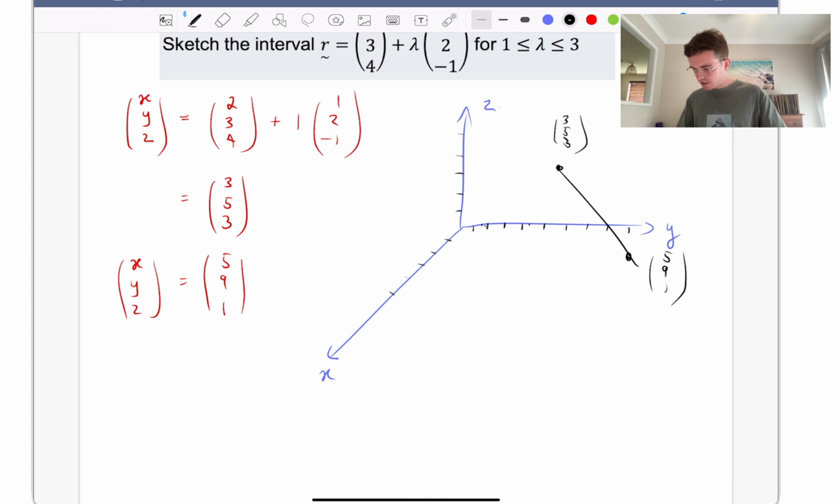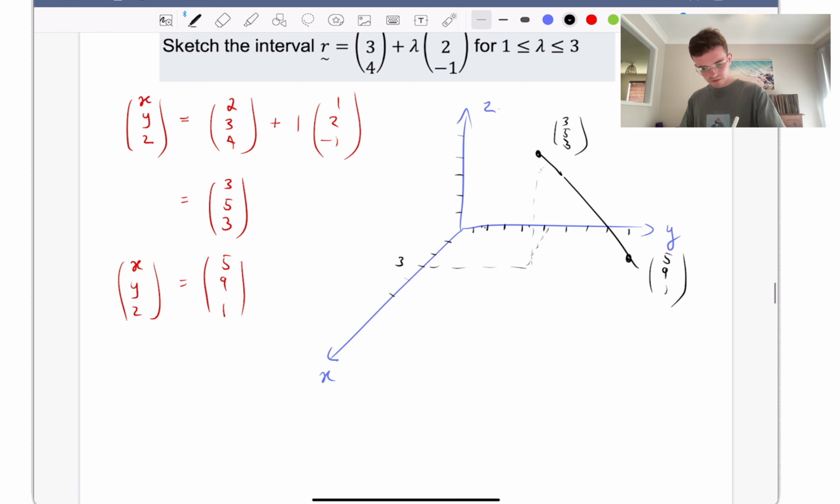And it's probably best if we go like this. So that's 1. That's 5, 3, 3. Might move that a bit. And then this is, so (3, 5, 3), and then we've got (5, 9, 1).